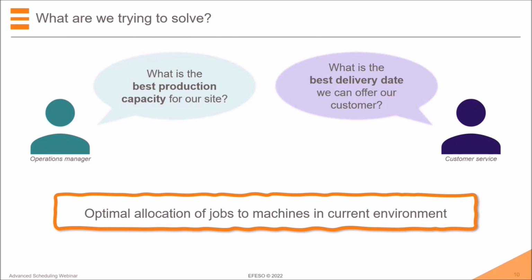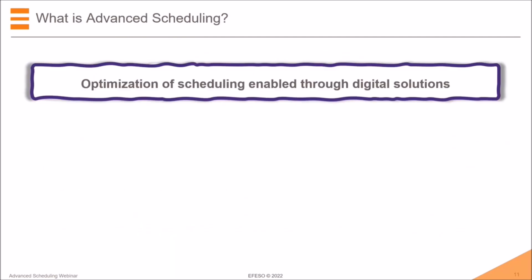Many times you could have supply chain issues, with the war and everything that's happening, it's really impeding our ways to find an optimum. So how can digital help here? That's the concept of advanced scheduling. We call it the optimization of your scheduling efforts enabled through digital solutions. So how does that work?